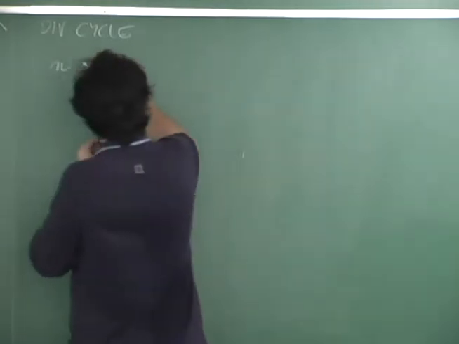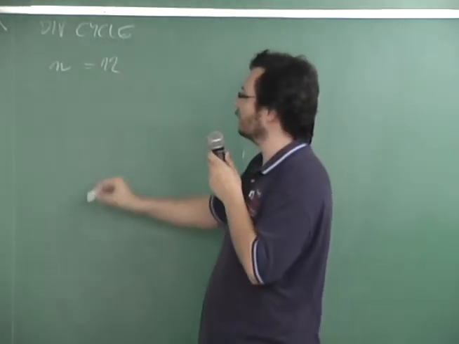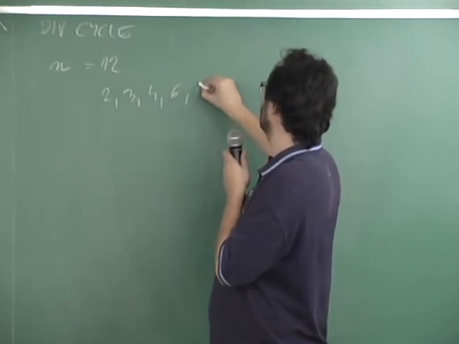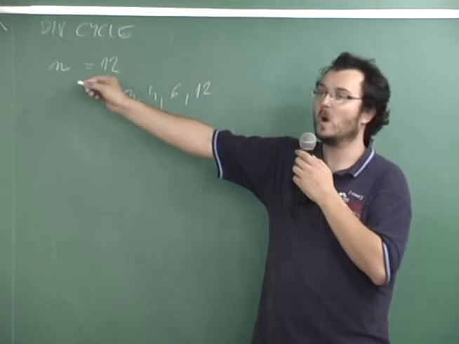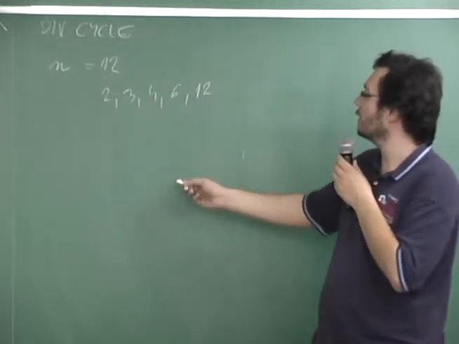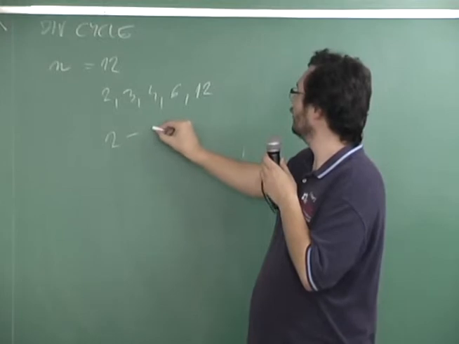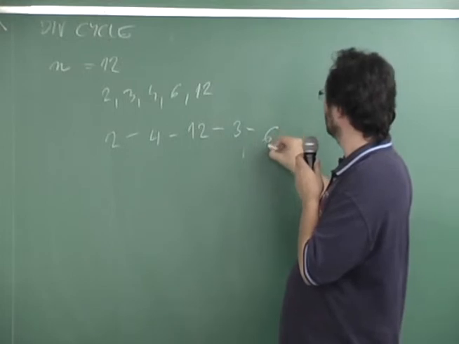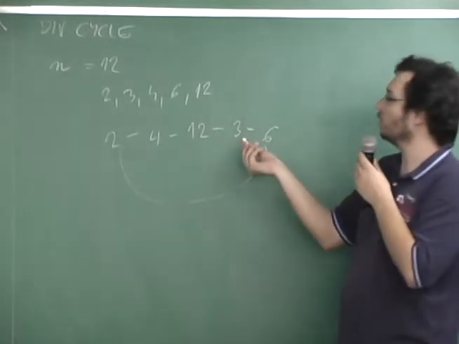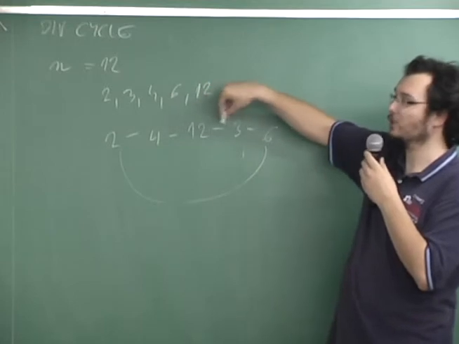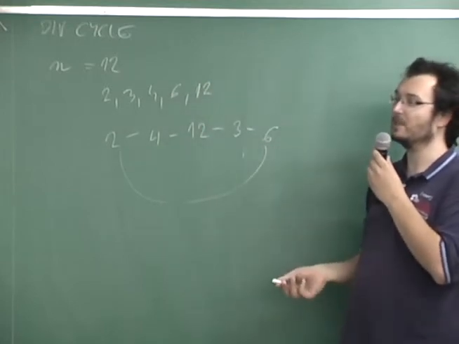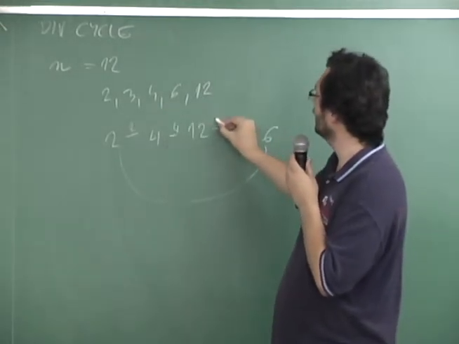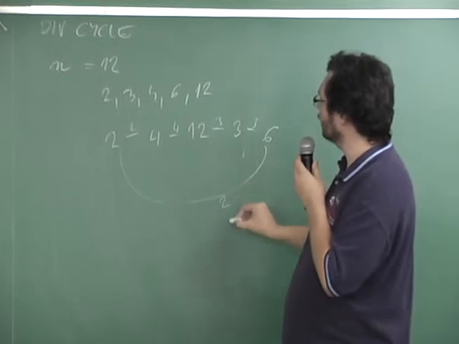So, for example, if n is 12, then the divisors of 12 are 2, 3, 4, 6, and 12. We ignore the 1 as given by the problem statement, and right now we can arrange these numbers as 2, 4, 12, 3, 6, and back. And now if we take a look, for each two numbers that are adjacent, if we compute the greatest common divisor, it will never be 1. It will always be something more. Here it is 2, here it is 4, a 3, and here it is a 2 again.